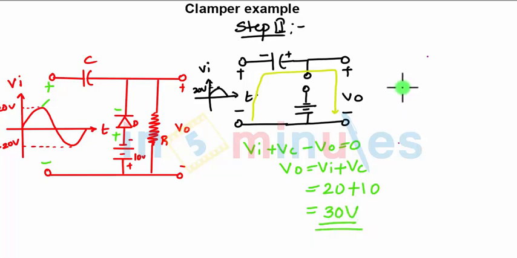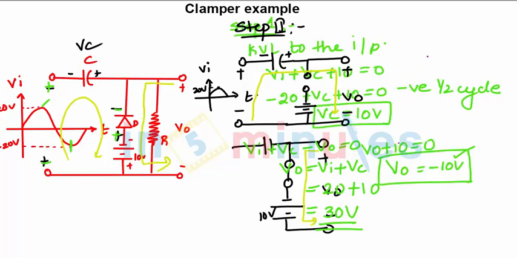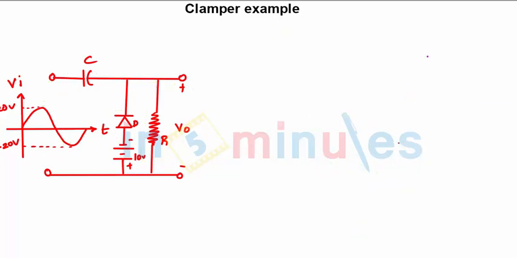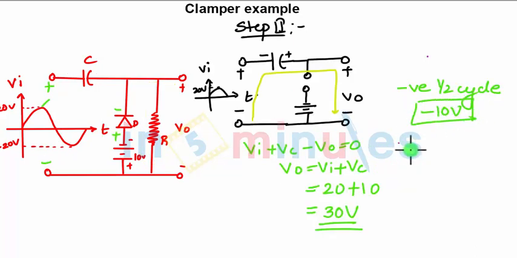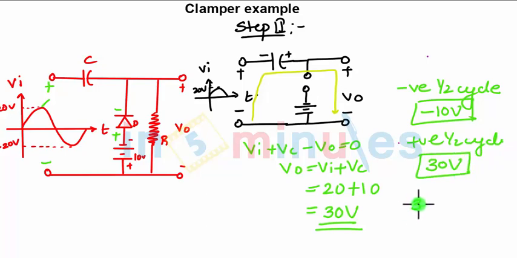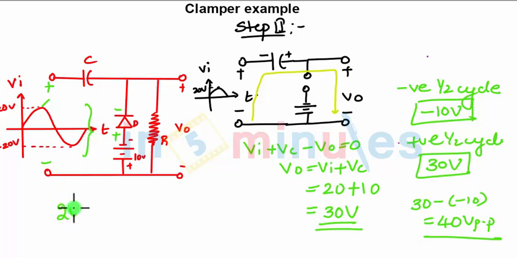So what we can summarize is, in the negative half cycle, how much are we getting? We are getting minus 10 volts in the negative half cycle, and in the positive half cycle we are getting the output as 30 volts. So the peak to peak value is 30 minus of minus 10, which is 40 volts peak to peak. Our input is again peak to peak 20 to minus 20, that is 20 minus of minus 20, which gives you 40 volts peak to peak. That means our analysis is right.